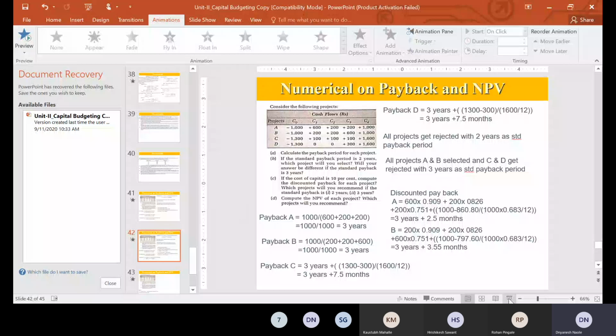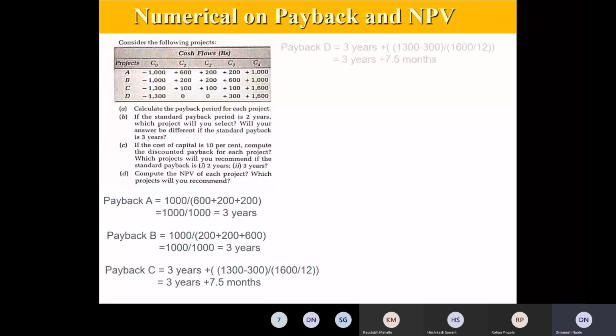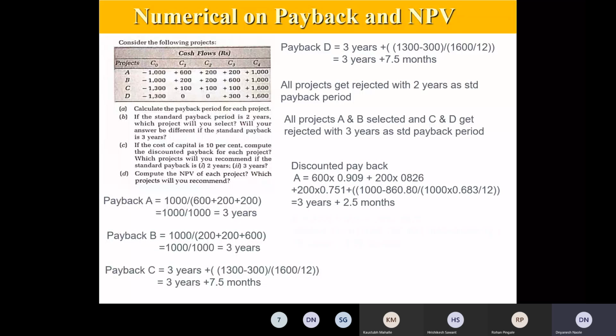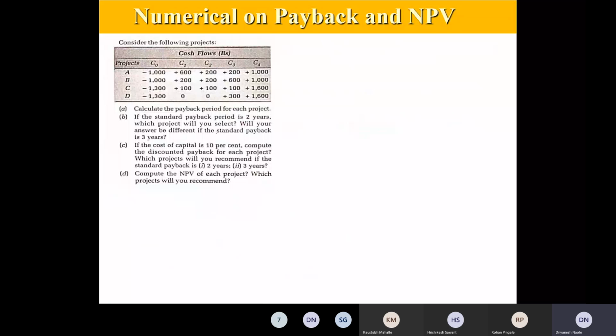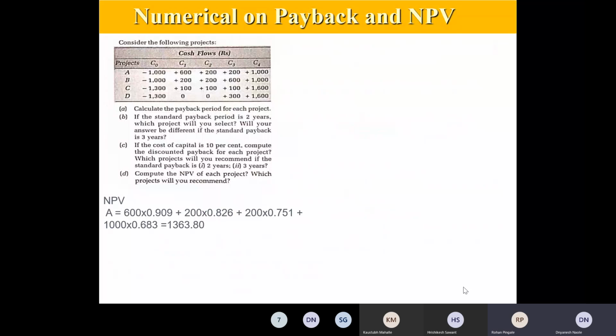Because in all the cases the payback period is going to be less. Standard payback period is lesser. Okay, now the last one, that is compute the NPV of each project. So NPV के लिए project A.